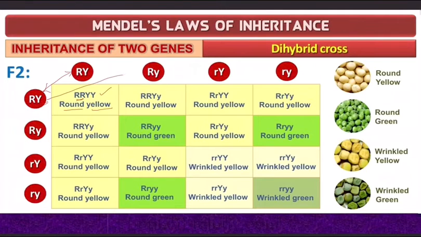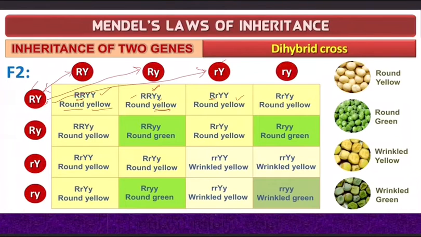Capital R, here you have capital Y. So capital R, capital Y. What would be the phenotype of this? Since it is fully dominant, homozygously dominant, round, homozygously yellow. Now this zygote combines with this. So capital R, round phenotypically, capital Y, small y. Even though small y is there, remember the law of dominance, the dominant gene capital Y is there, so the color becomes yellow. So round yellow.